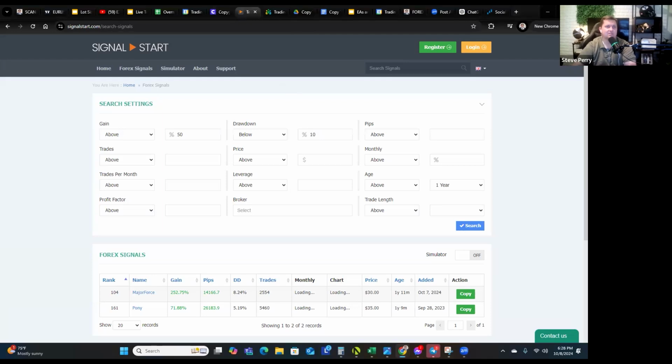Wes says, after a trade is taken in the master account, then modified, will the slave accounts also be modified? Yes. If you have that copy modifications field turned on in the settings on the receiver specifically, it will copy those modifications.